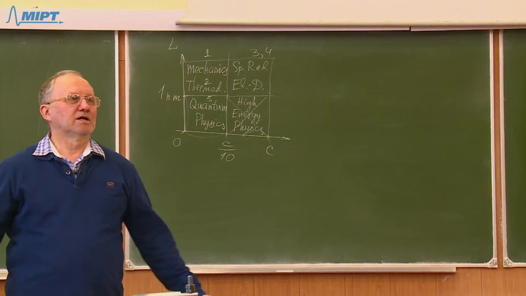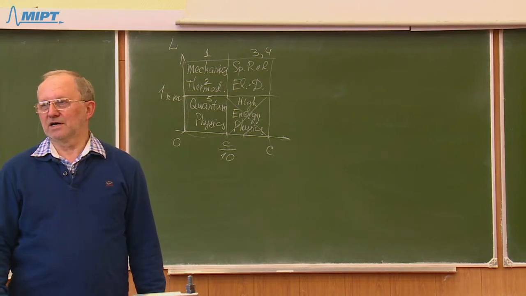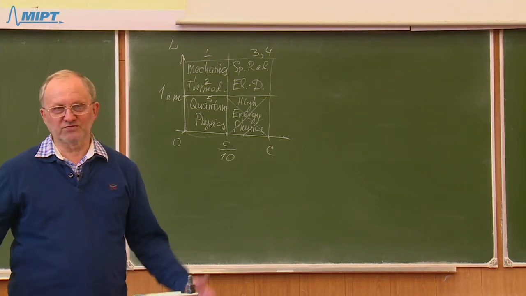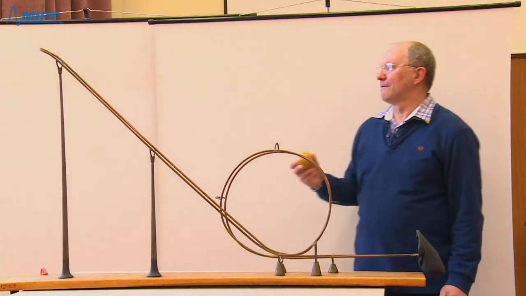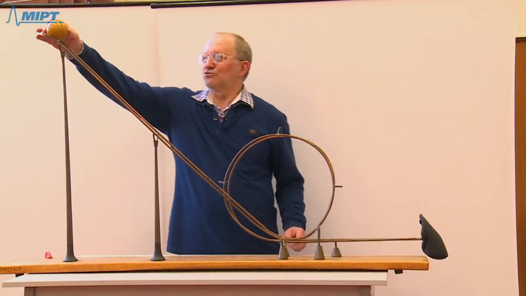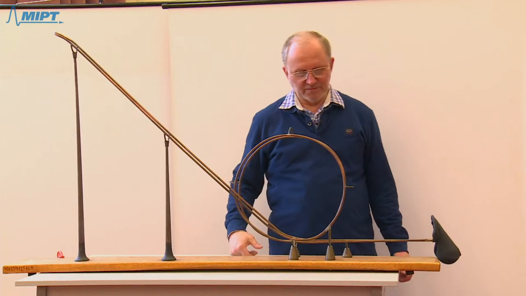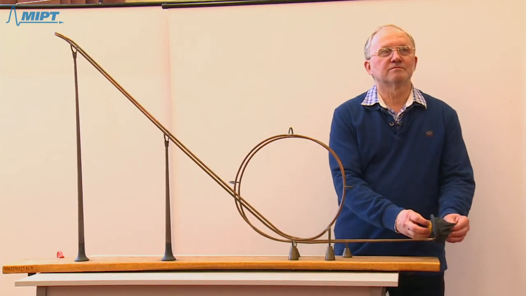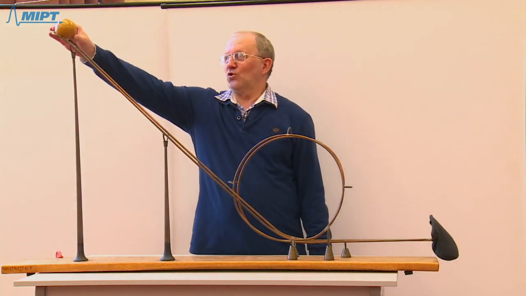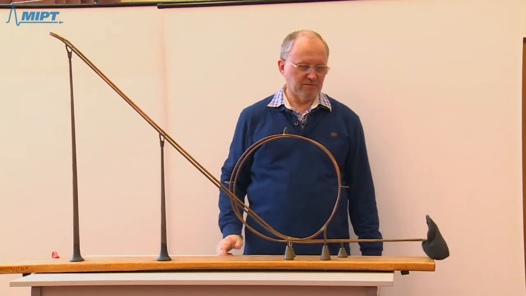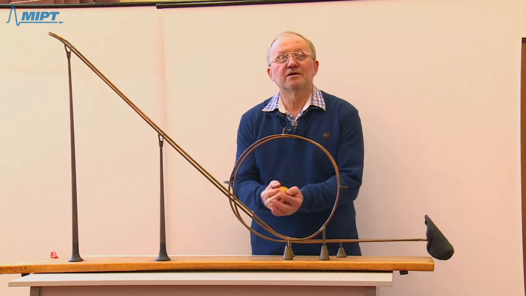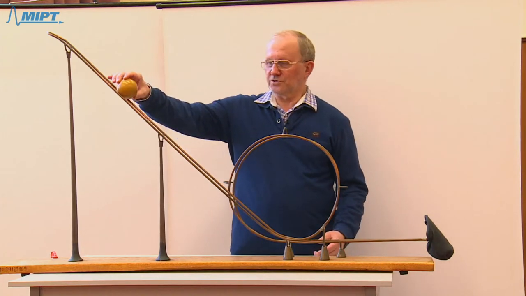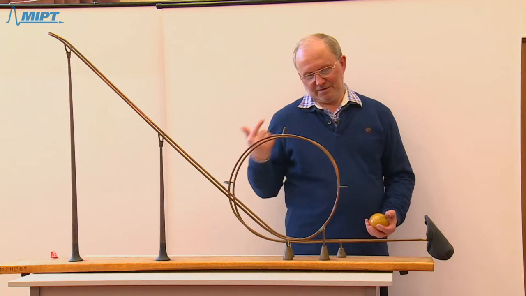Before we proceed with our discussion of mechanics, I would like to show you two simple experiments from the field of mechanics. The first experiment will be this one. I take a ball and put it here and allow this ball to roll down so that it goes through the loop. If I put the ball a little bit lower, it still goes through the loop. But if I put it here, it will fall down somewhere in the middle, and also here. That's it. It's a very simple phenomenon.